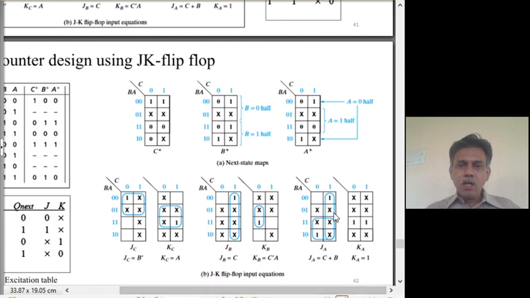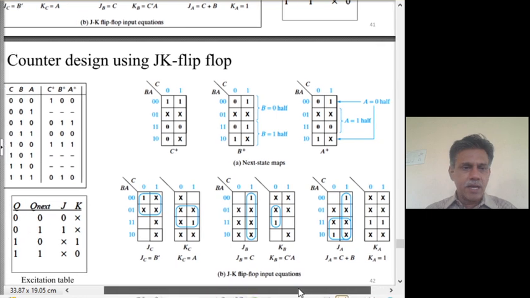Then we have this part, this is for A. So in the case of A, we have A is equal to 0 sub K map, which is where the top row and the bottom row are, A is equal to 0. A is equal to 1 is the middle two rows. So how do we fill it up in the JA and KA?